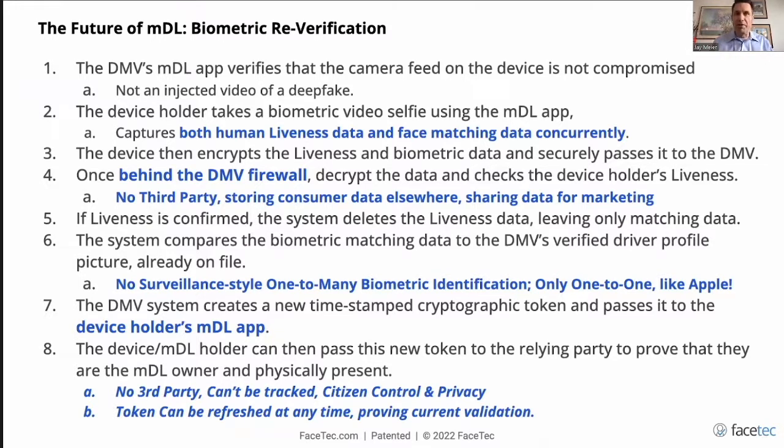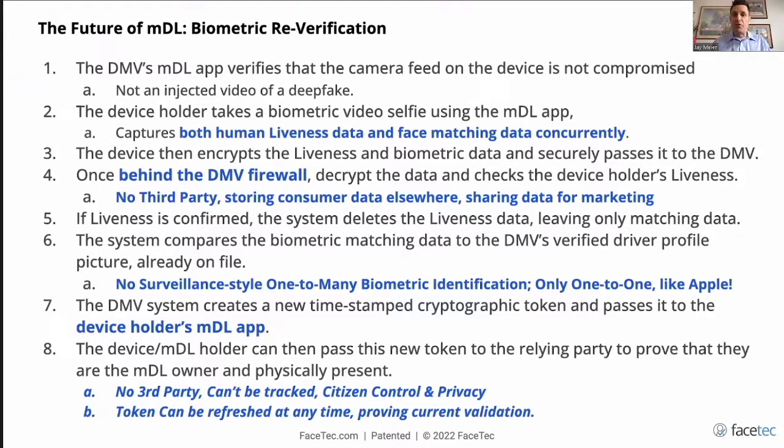No third party handles the data. No third party is storing consumer data off in their own database somewhere, in England, right? They're not sharing data with anybody for marketing purposes, right? It's just between the device, the MDL owner and the DMV.